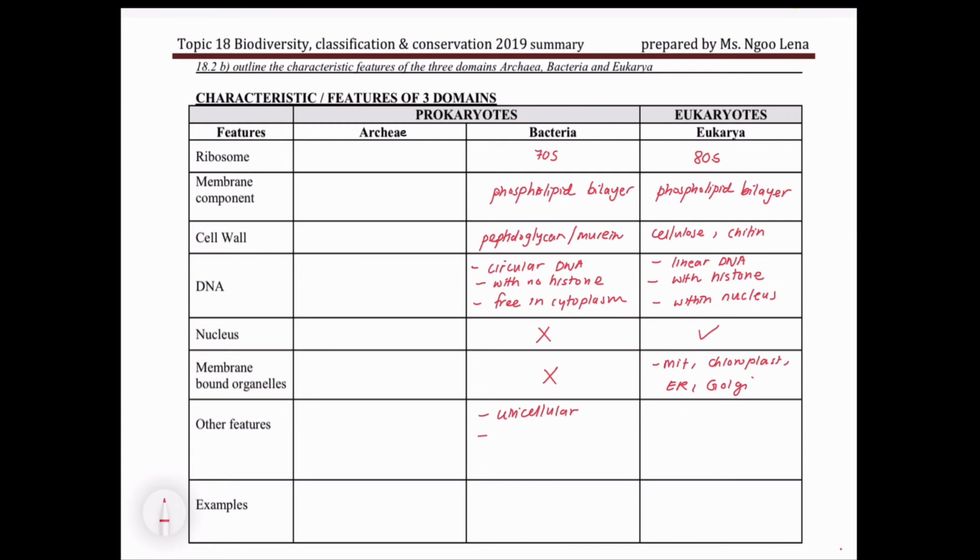and they reproduce by binary fission. Whereas for eukaryotic cells, we are usually multicellular, but some of them can be unicellular. And our cells can reproduce by mitosis, sexually and asexually.